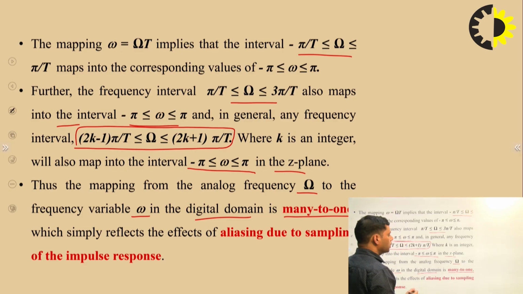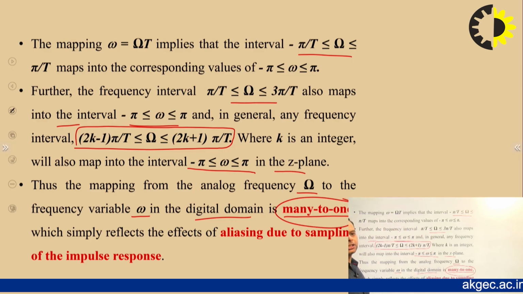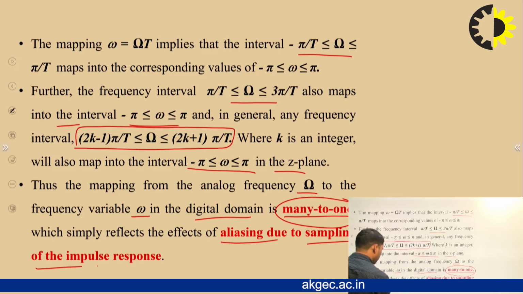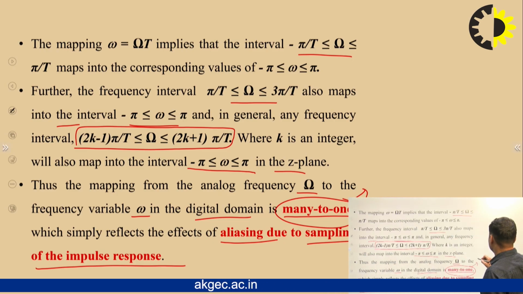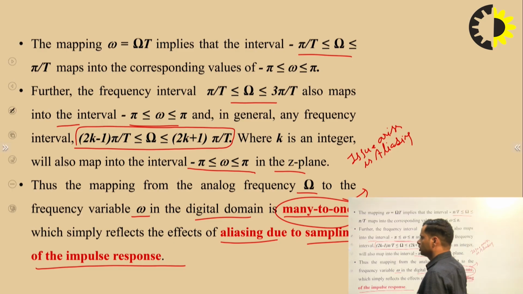So what will be the issue in this? Because of this many to 1 mapping, which is provided by the impulse invariant transformation, it simply reflects the effect of aliasing due to the sampling of the impulse response. So because of this, the major issue that will arise is aliasing.